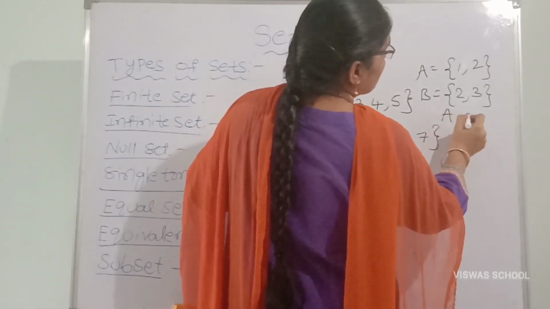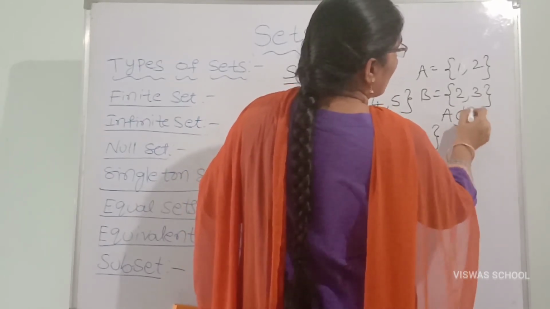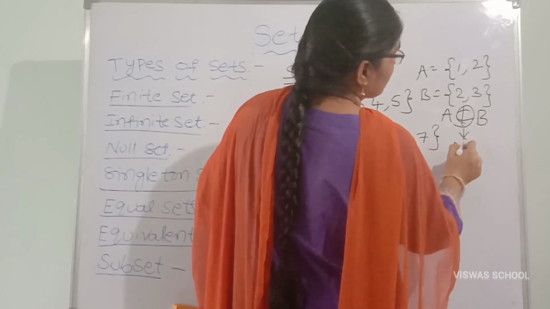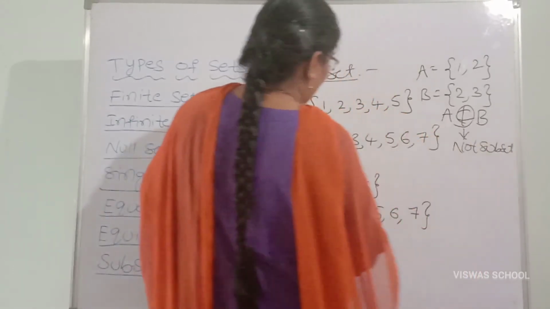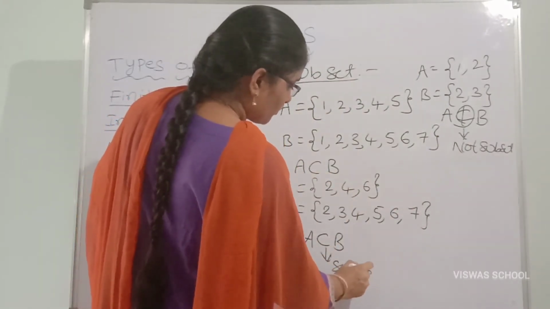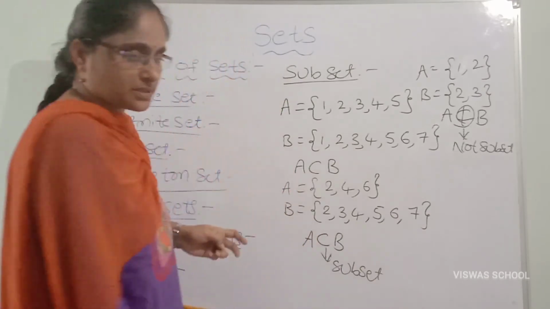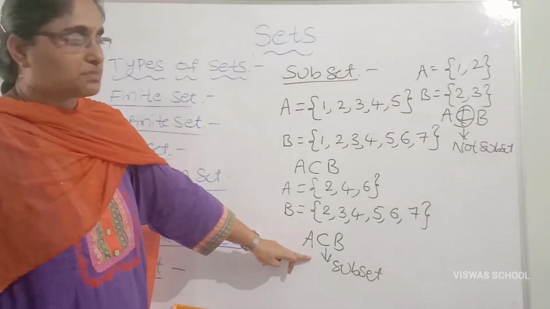How do you represent this not subset? Like this. This is not subset. And this is subset. This is not subset: A is not a subset of B, and this is subset: A is a subset of B.